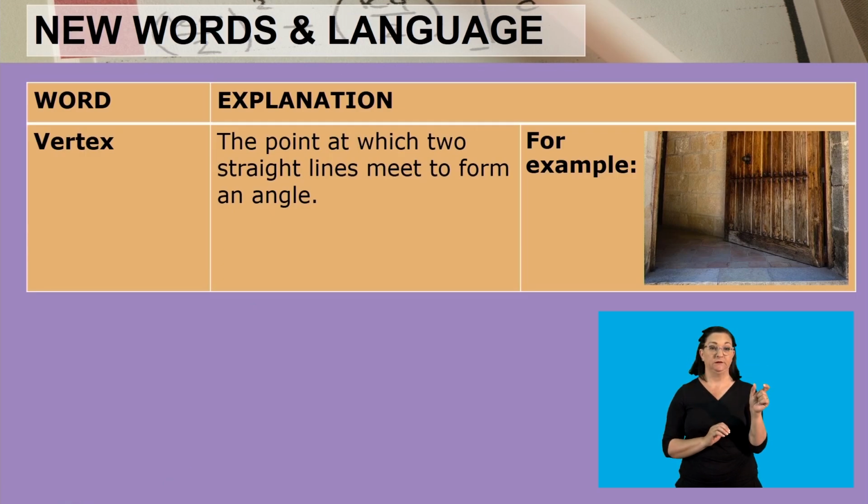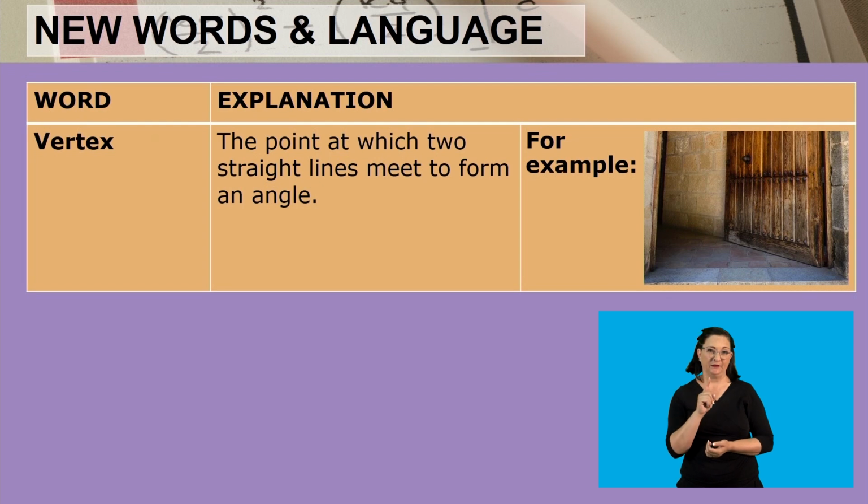Words that we are going to maybe hear for the first time or going to use in this lesson. The first one is a vertex. A vertex is the point at which two straight lines meet to form an angle. In these examples, we're going to see that where two lines meet, that becomes the vertex, where they form an angle. I've used the door as an example so that you would be able to see that the door is open at a certain angle, which means there is a space there that forms an angle, and the doorway becomes the vertex.